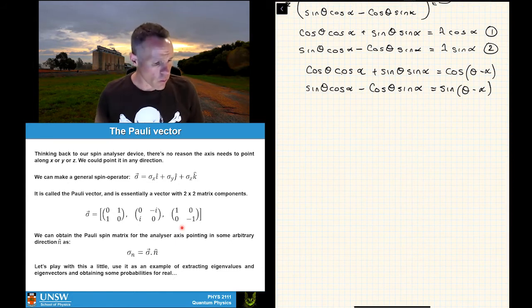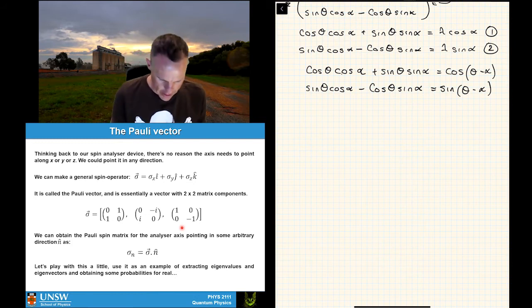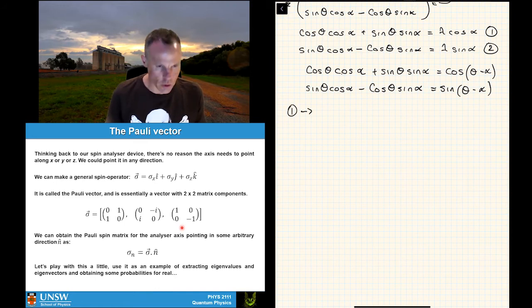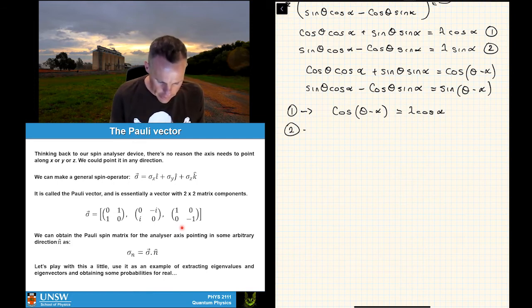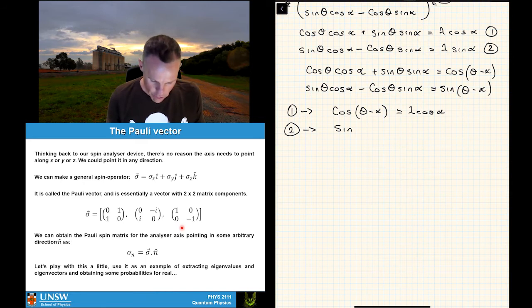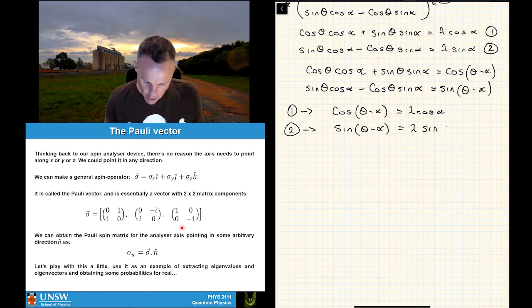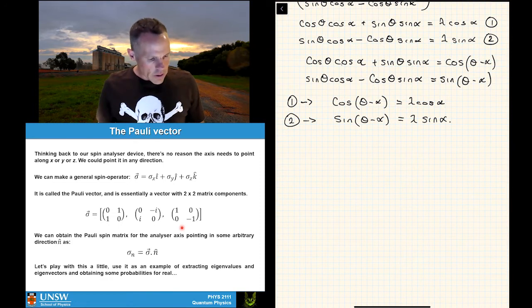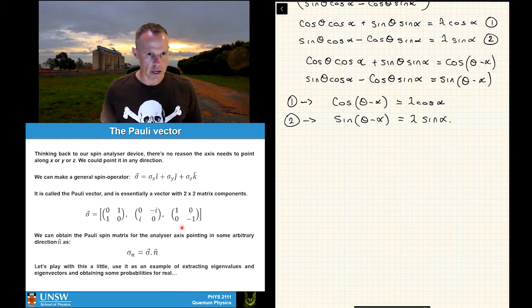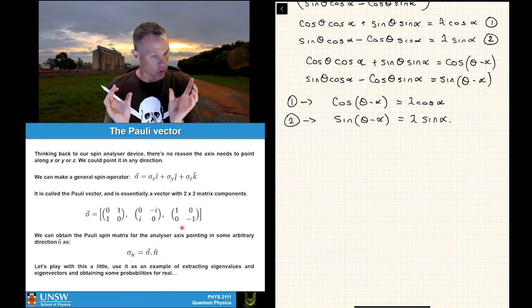So what I want to do here is now take my equations 1 and 2 and reduce them down. Let's take equation 1, and we'll use the first relation to simplify it. So we would have cos of theta minus alpha is equal to lambda cos alpha. And then my second one: sine of theta minus alpha equals lambda sine alpha. So I've still got two equations to work with here. What I can do is rewrite both of these in terms of lambda and make them equal to each other. So let's do that.